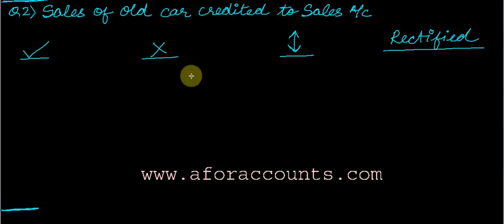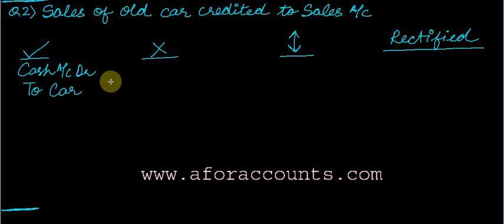Okay, so sales of old car means cash account debit to car, cash is coming in. So cash account debit. What is going out? The asset is going out. The asset's name is car. So to car.